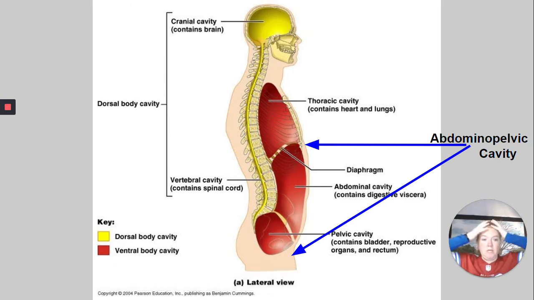You see the cranial cavity and attached to it the vertebral or spinal cavity, the cranial cavity housing the brain, the vertebral or spinal cavity housing the spinal cord. In the anterior cavity, the ventral cavity, we have the thoracic and abdominopelvic, dividing into the abdominal and the pelvic categories. But we're going to get into more detail on those now.